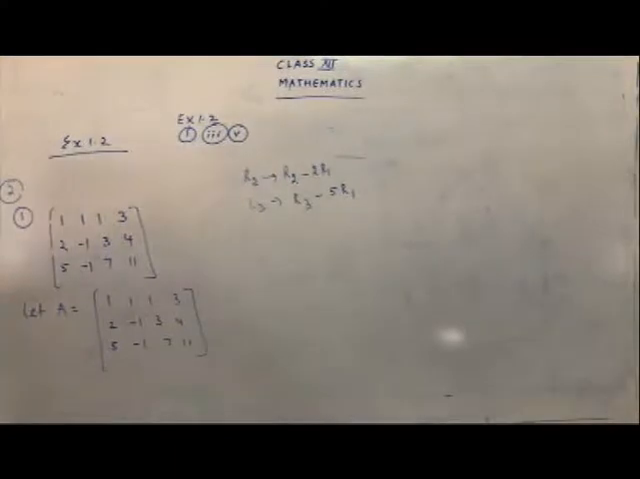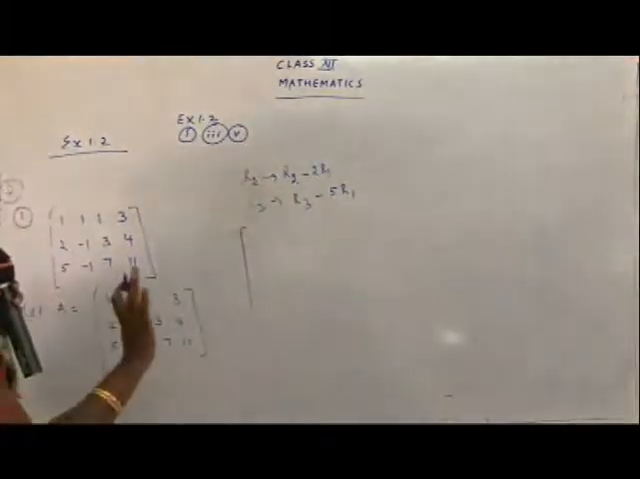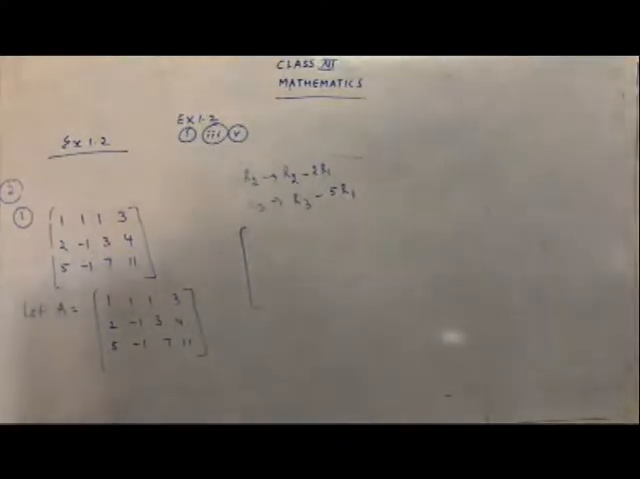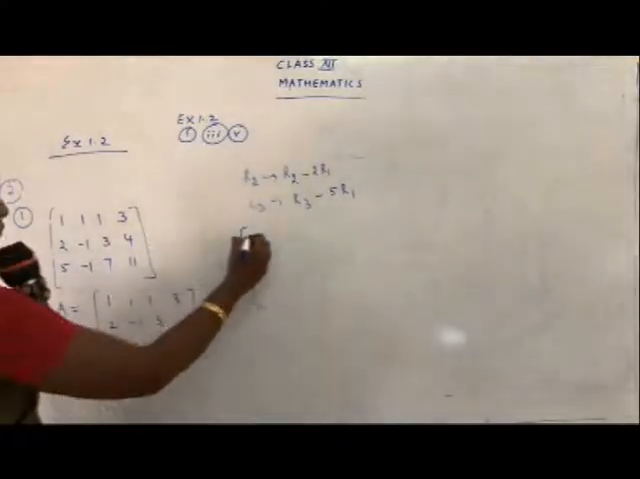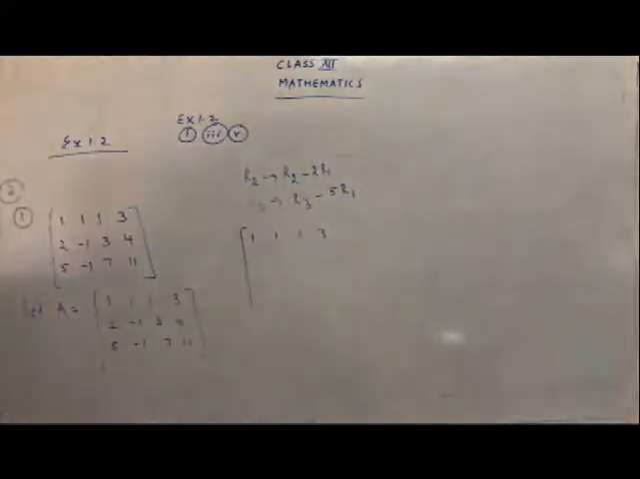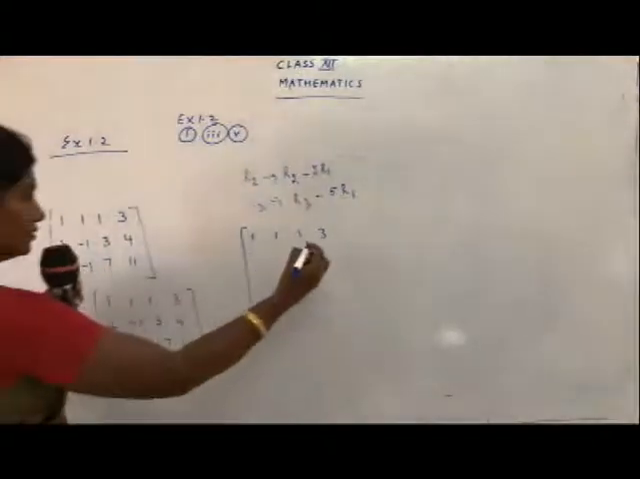So we are going to change row 2 and row 3. Let's go for the answer. The first part, we are not going to touch the first row. It is going to be taken as it is: 1, 1, 1, 3. Now let's go for the second row conversion: R2 minus 2 R1. So let's see the working part here.